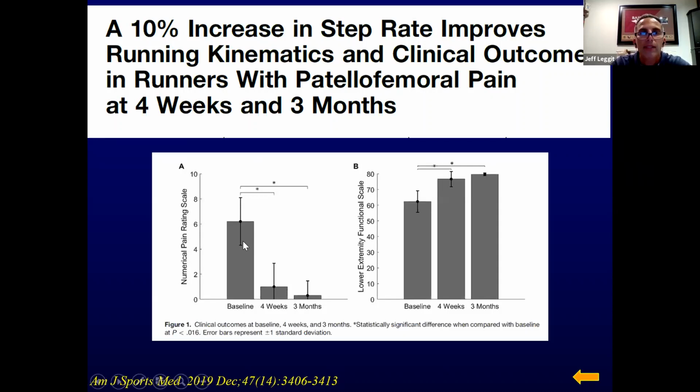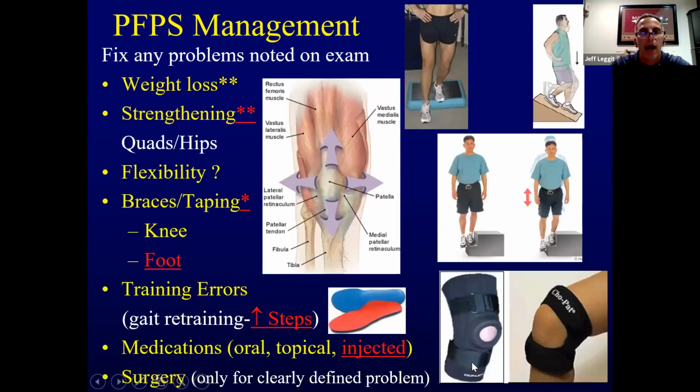And look at the pain scale dropping down, 6.5 down to under 2, and sustained. And then on this lower extremity functional scale, the higher is better. Look at those scores on there. And so this is an easy thing to do. And I'm not saying formal gait analysis and formal gait retraining is bad. I'm saying this is something that you can do in addition to that. And so that's certainly worth a try.